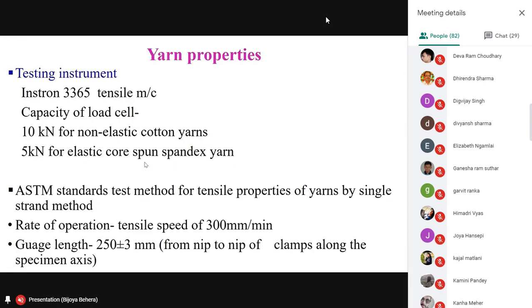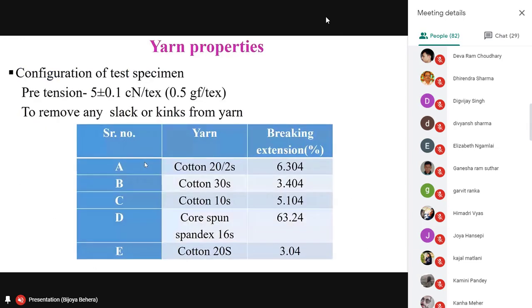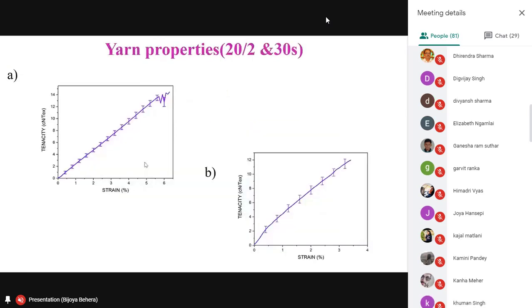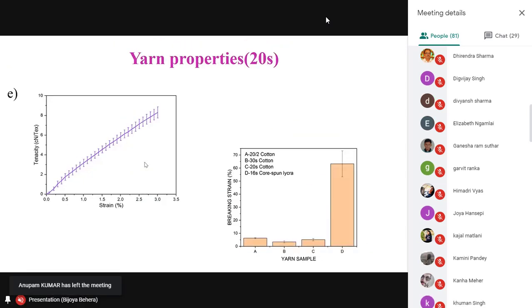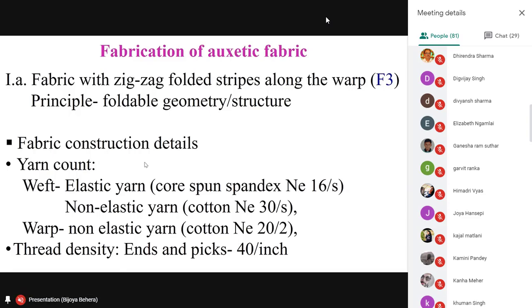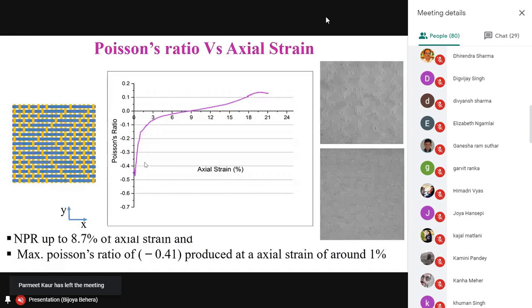So as I told you, these are the details of the yarn we have taken in your fabric, and these are the characteristic properties of the yarn. I am not going to explain them. And this is the fabric, as I said, 30s and 20s. This is a very interesting thing which you have to observe.